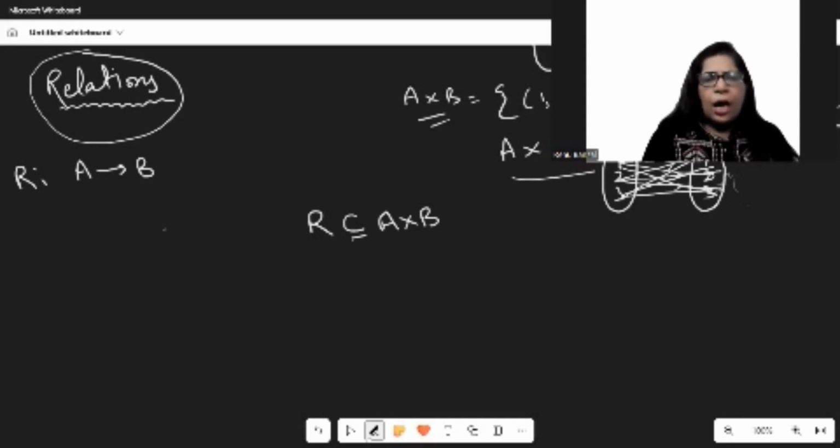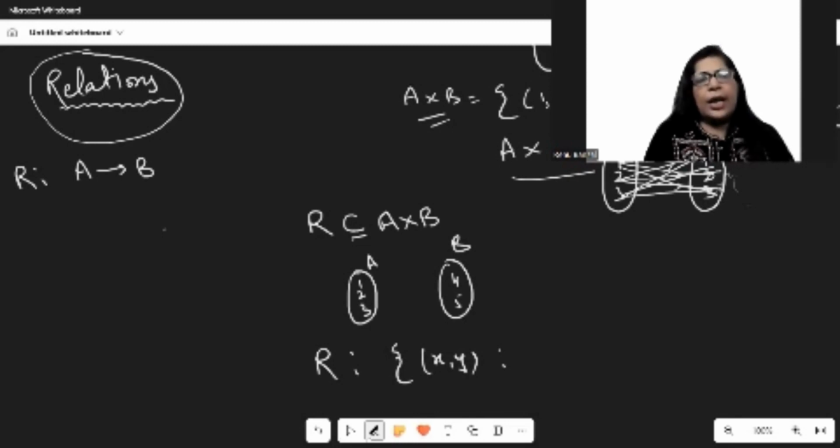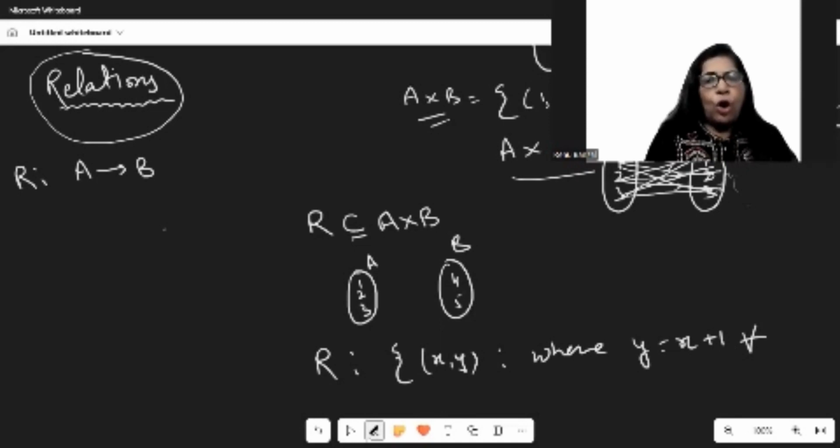Okay beta ji. Now if we talk about an example of a relation, suppose for the same sets A and B, I find a relation R that is a set of ordered pairs such that y is equal to x plus 1, for all x belongs to A and y belongs to B. This symbol is for all.